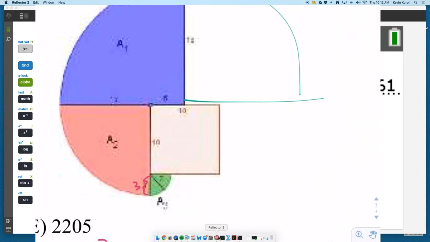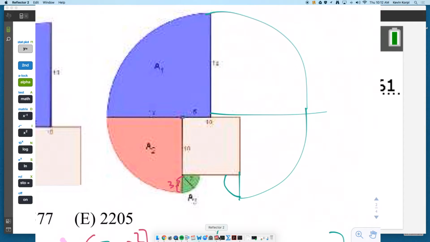Because, again, there's another one over here, there's another one over here, and there's another one over there, and they're perfectly symmetrical. So whatever I get on one side, I'm going to get on the other.